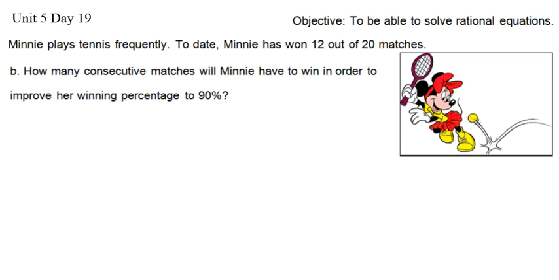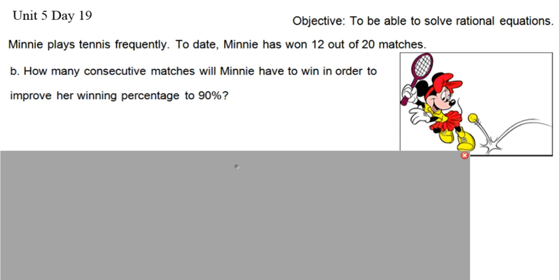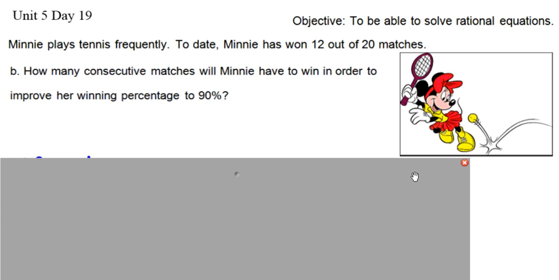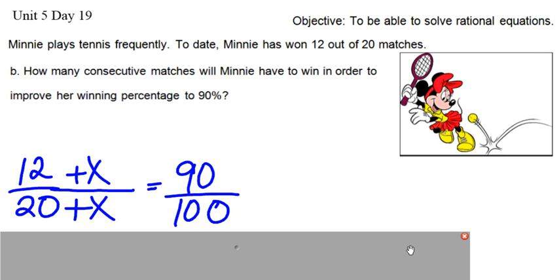Well, what if Minnie wants to improve her winning percentage to 90%? How many consecutive matches will she have to win in order to do so? Well, we know Minnie has won 12 out of 20 matches, and she's going to keep playing more games to add to her total and add to her winnings. We want it to be 90%, and 90% is 90 out of 100. So we could set up an equation to model that scenario.